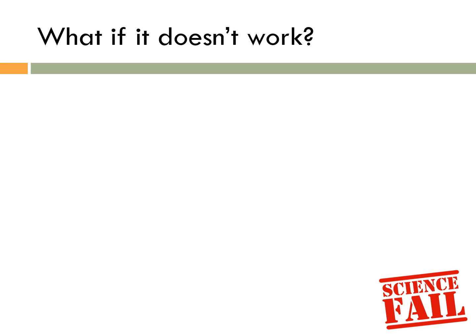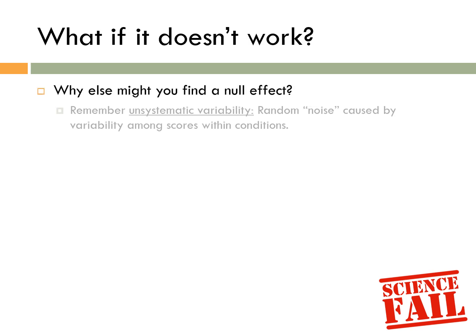There are other reasons why it might not work, and why you might find a null effect. You have to remember this unsystematic variability. We talked about systematic variability as when different conditions are experiencing different things. There's a systematic way that individuals are different. You're hoping that the systematic variability comes from your independent variable, but if it's coming from something else, it's the design confound. However, there's always going to be unsystematic variability. This is the random noise that is just people being different.